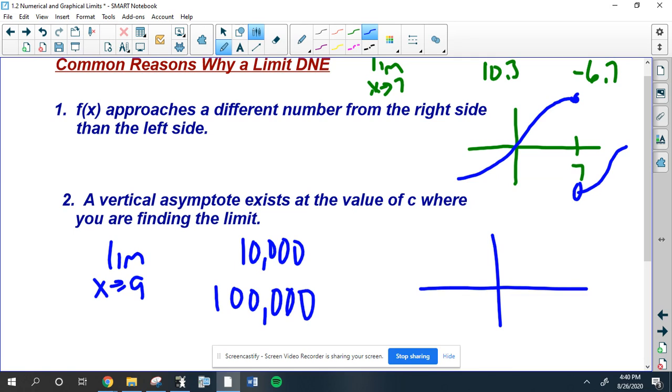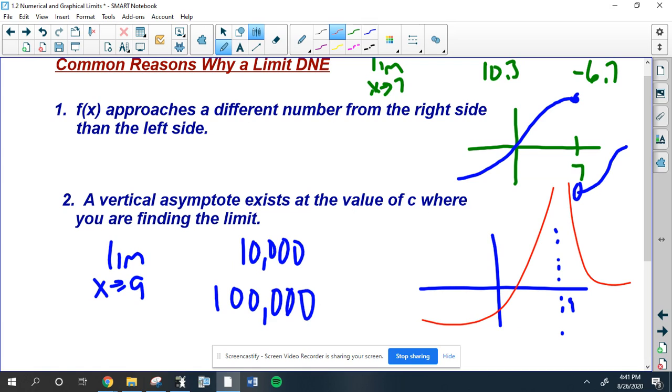Graphically, it's very obvious. So say this was 9, an asymptote, you could see it. It could be like that. It doesn't have to go up and down. They can both go to positive infinity, both go to negative infinity, or vice versa. So that's it.